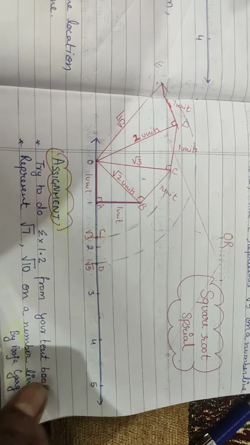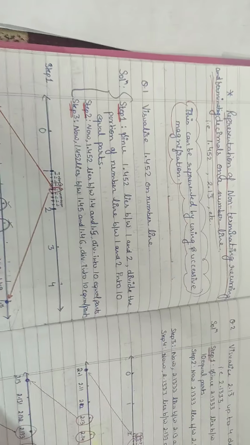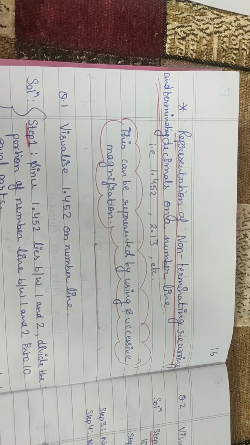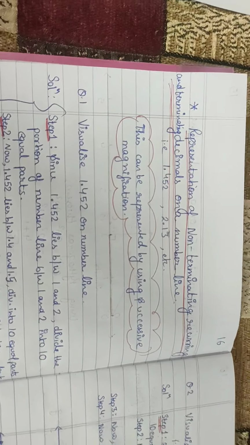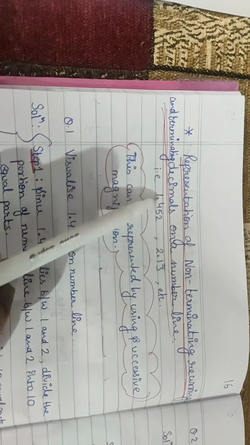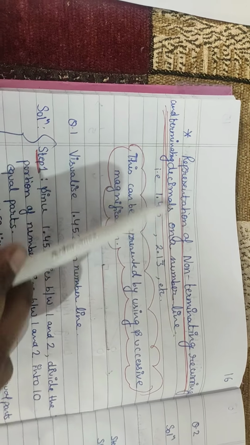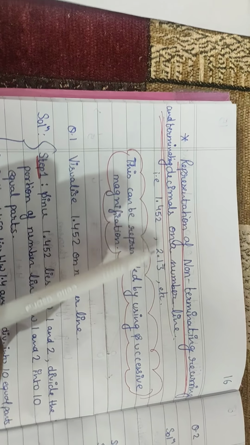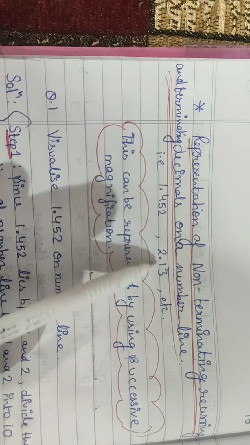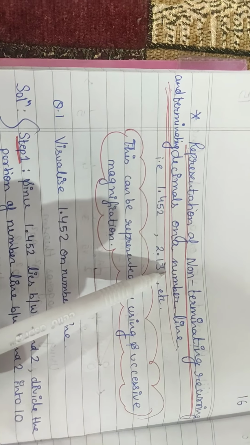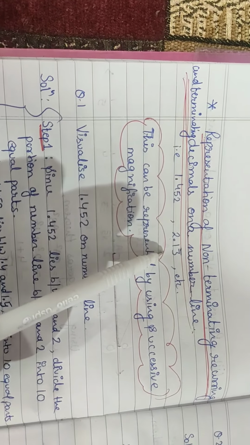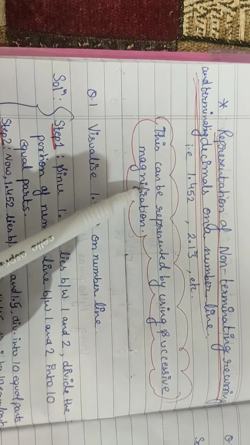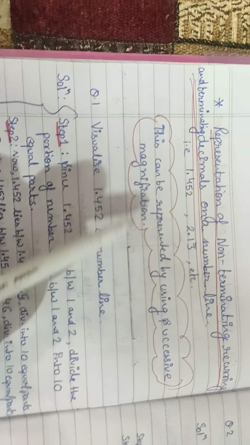Now the next one is how to represent terminating decimals and non-terminating recurring decimals on a number line. So here I took 2 examples, 1.452, which you know is an example of terminating decimals, and another example I took 2.13 bar. The bar is only on 3 and it is an example of non-terminating recurring. So let us see how we are going to represent this on a number line, and this can be done by successive magnifications. So let us see.